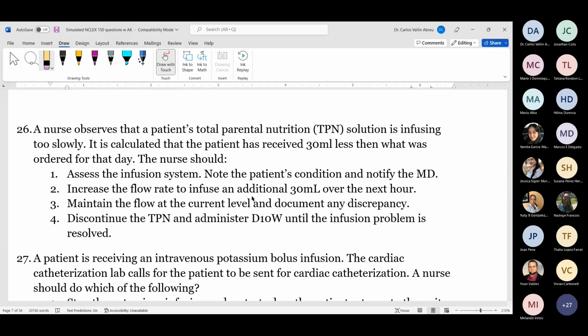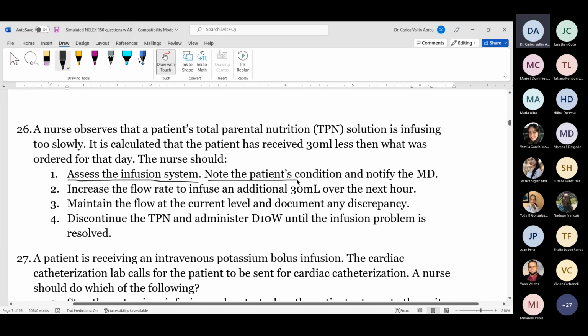Okay. Obviously, number 1 or A is the best option because it's the one that first assesses the problem, why it is happening, assesses the patient, how this problem is affecting the patient, and discusses the situation with the doctor. The doctor and the nurse will discuss what can be done depending on how the patient is. So let's see. What could be happening to the patient that is receiving this deficit, is receiving less TPN? What is the complication that could develop in the patient?